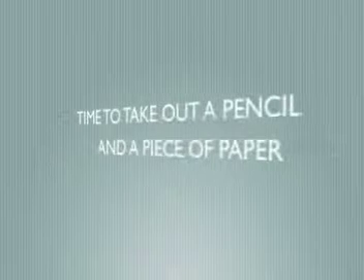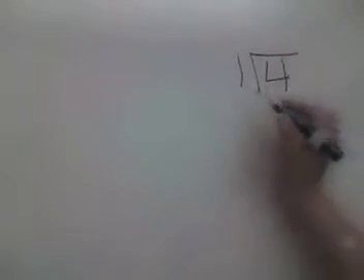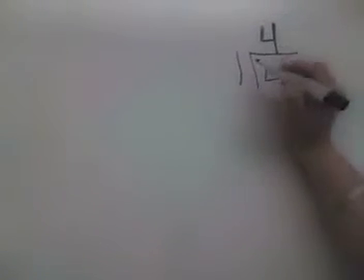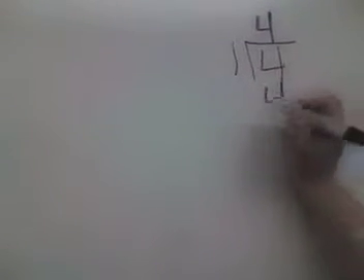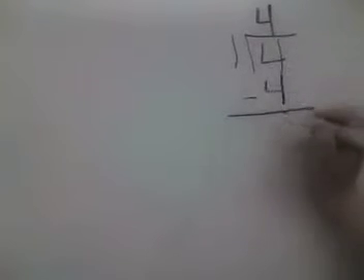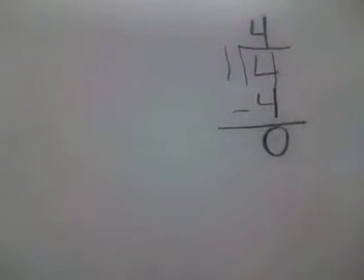For example, you can also divide like this. 1 divided by 4. 1 goes into 4 four times. 4 times 1 equals 4. You bring this number down here, subtract these two numbers, and you get a 0 remainder. Good? Let's try a couple more problems.